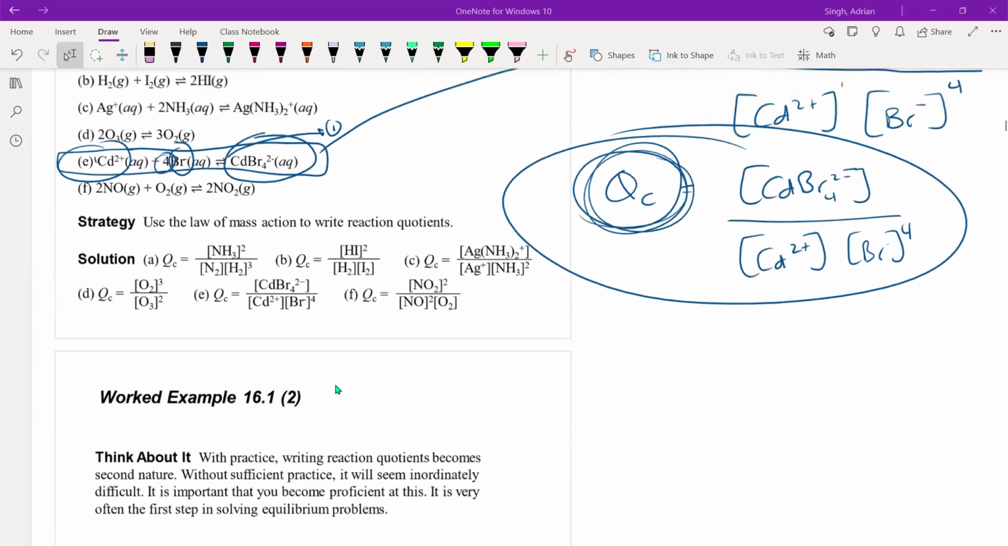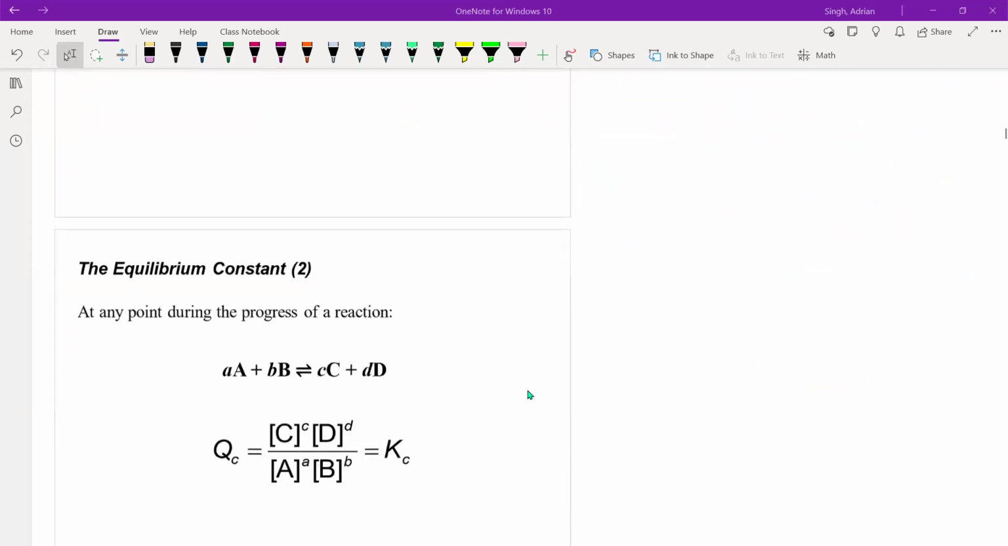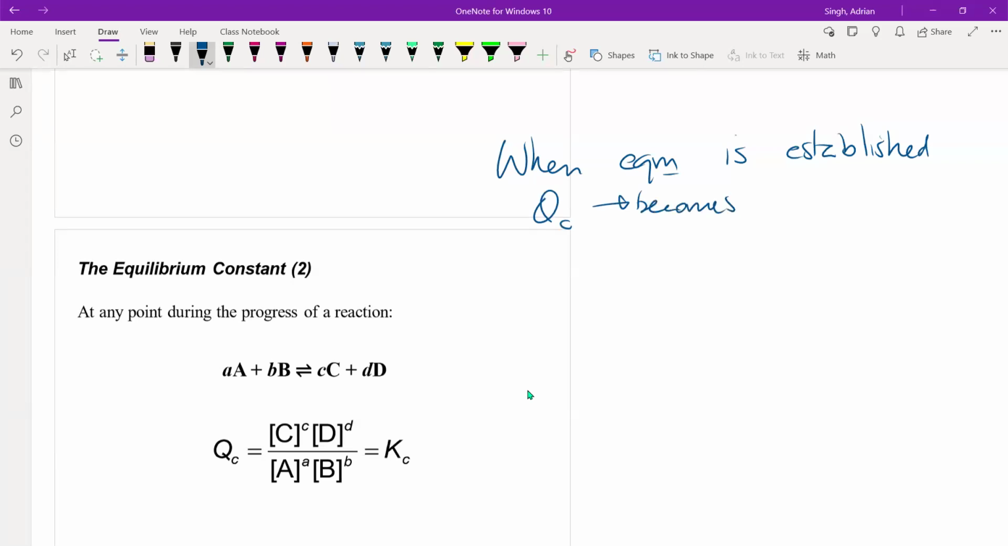So at any point in the reaction process, we can write the QC expression. Now, when equilibrium is established, the point along the reaction process where equilibrium is established, we give that QC expression a different abbreviation. The formula is going to be the same, but we call it K, uppercase K, lowercase c, and that is known as the equilibrium constant expression.